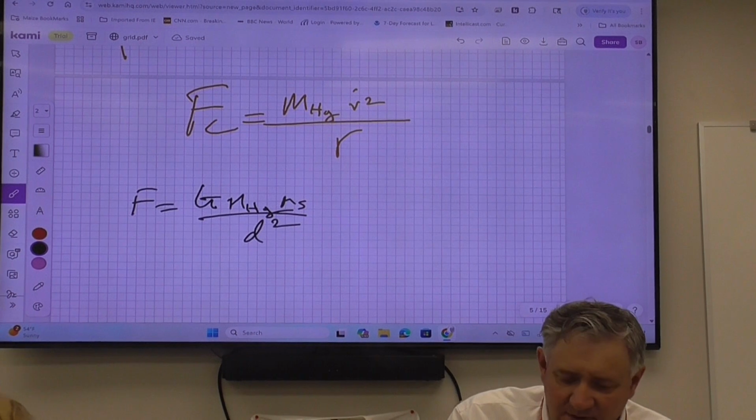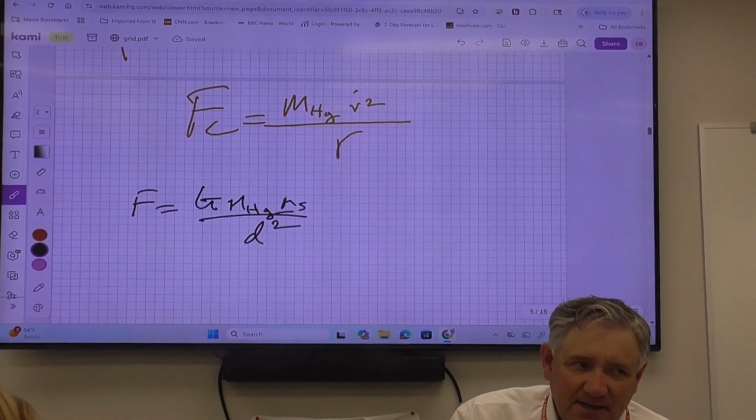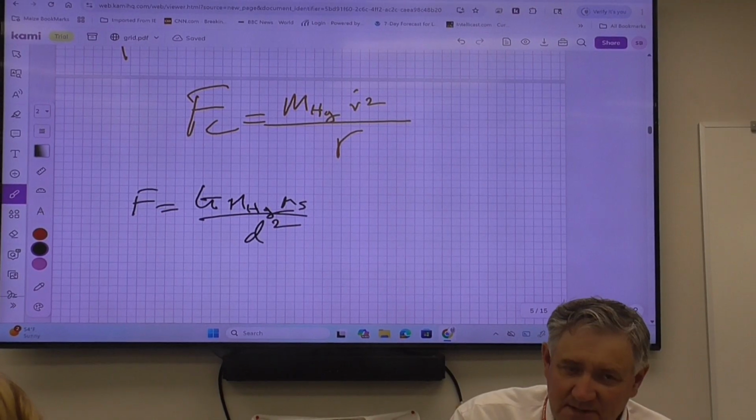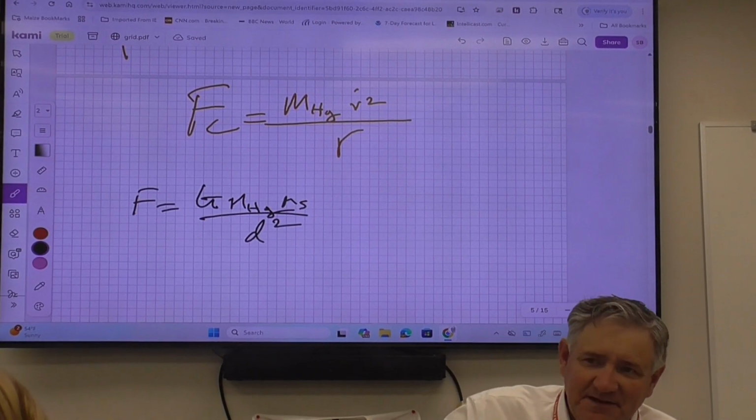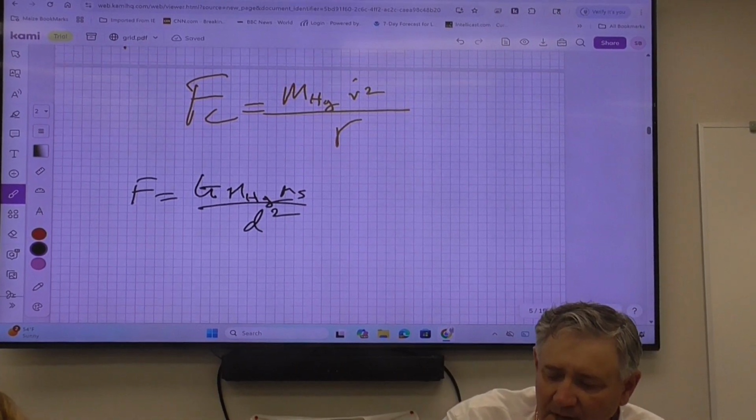Gave you the mass of Mercury. All you have to do is calculate this number. It's going to be a big number. Okay? Because of the fact that, hey, these are two massive objects that have a strong gravitational force between them.